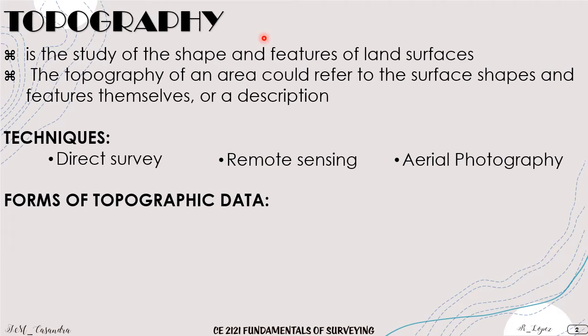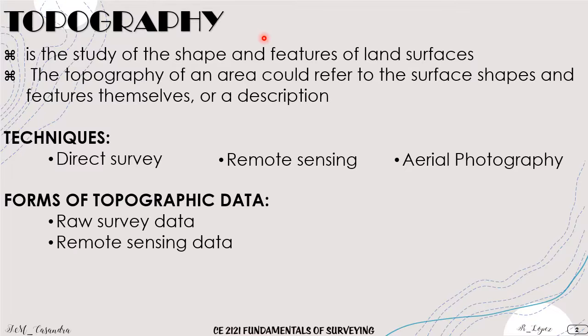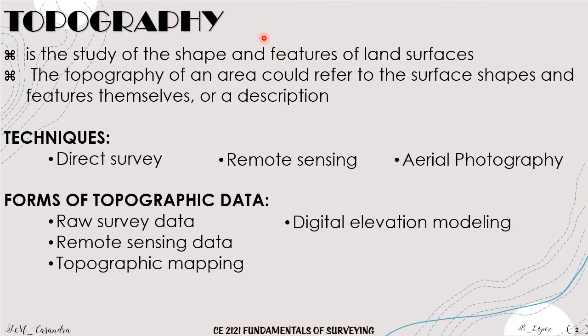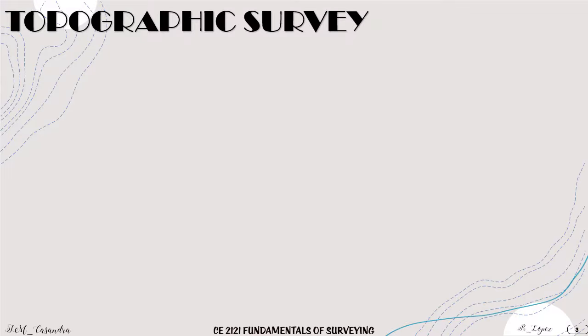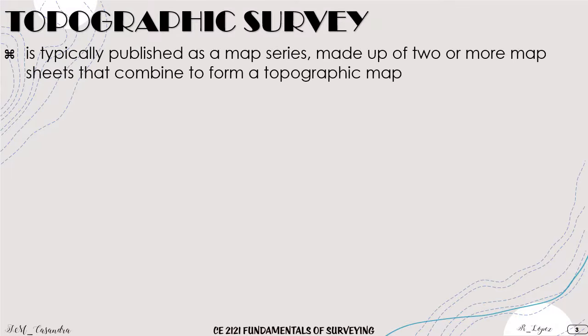There are different forms of topographic data. This includes your raw survey data, remote sensing data, topographic mapping, digital elevation modeling, topological modeling, and for our topic, we'll be focusing on topographic mapping. So we have your topographic surveys, which is typically published as a map series made up of 2 or more map sheets that are combined to form a topographic map.